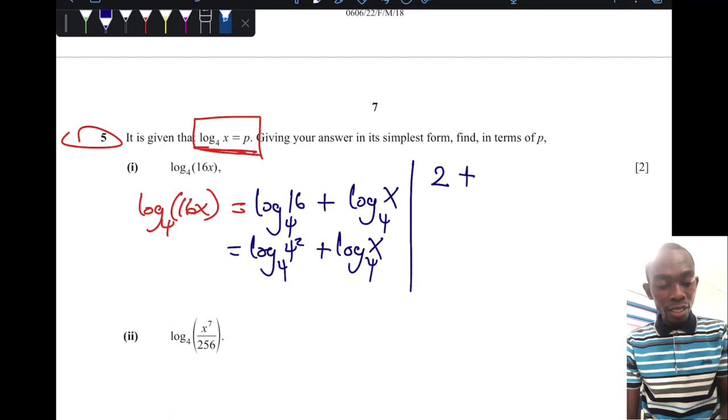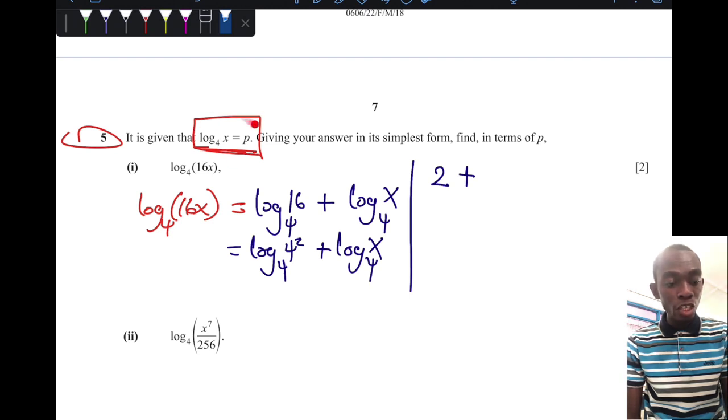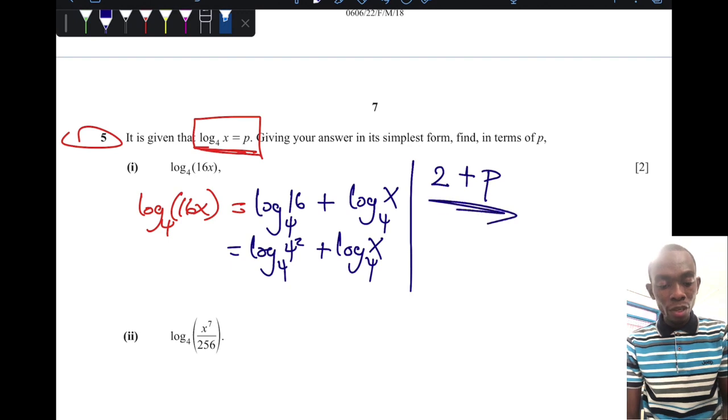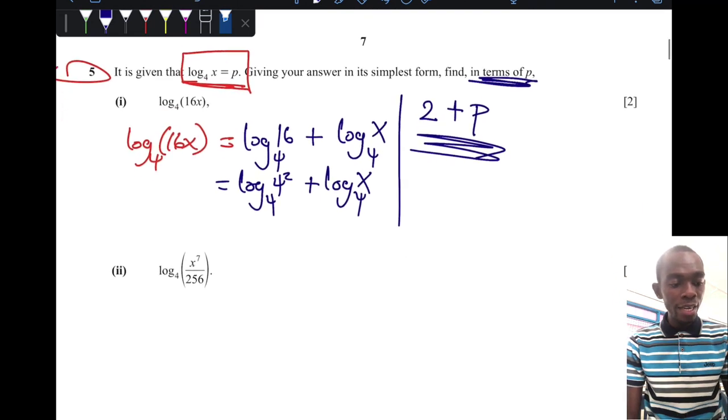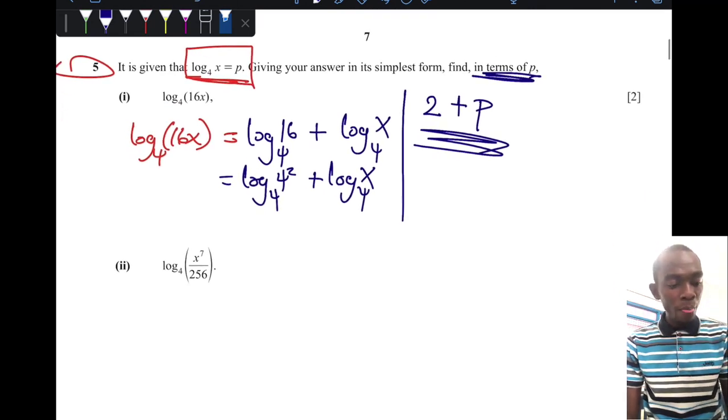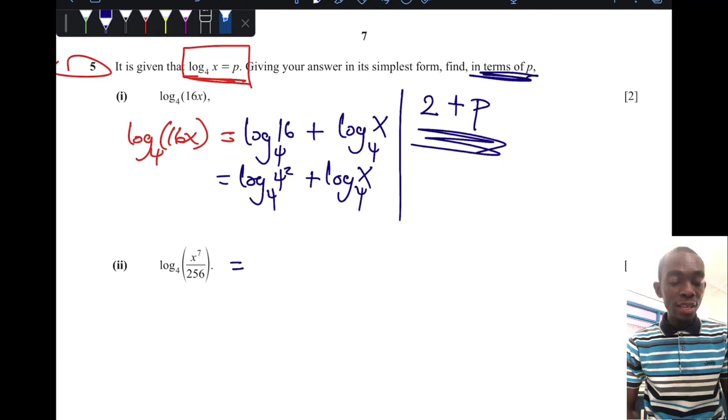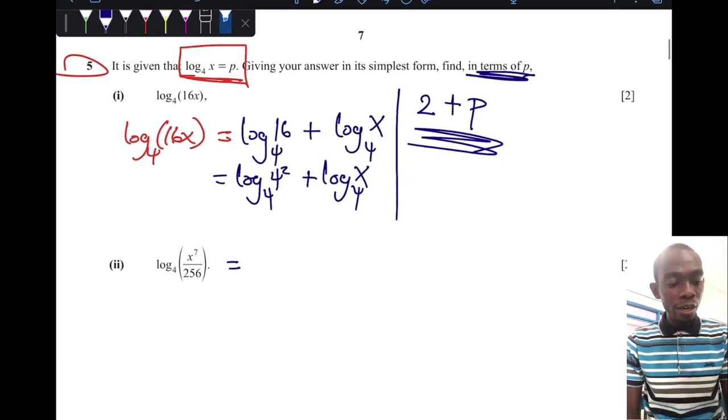And then you have plus log x base 4. But what is log x base 4? According to the definition, that is called p. So we can write plus p. Okay, and we are done because they wanted us to write our answers in terms of p, so we are done. All right, the next thing that we have here is this friend of ours. So we can apply the division rule of logarithm.